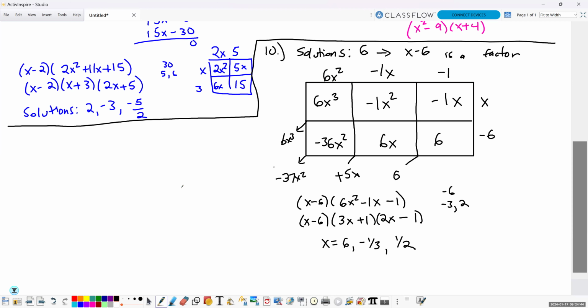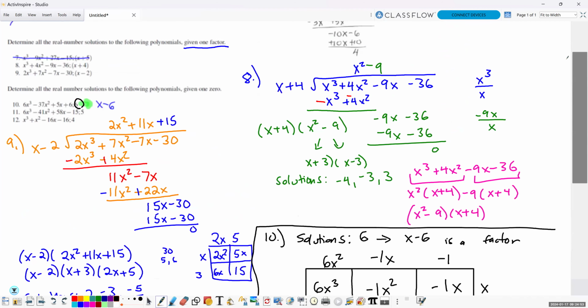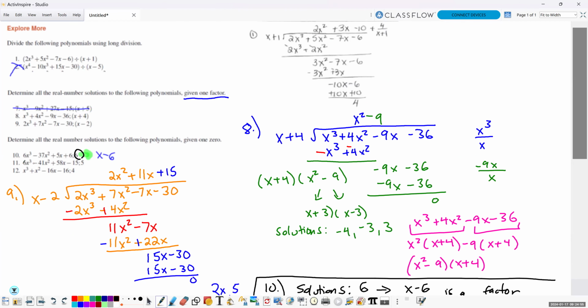So we're going to briefly talk about number 11, but I'm not going to do number 11 and 12 all the way until the end. So let's chat. Number 11, when I look at number 11, I notice it does not factor. 6x cubed minus 41x squared. No, there's no way. So for number 11, let me copy and paste this so I can have some white space.